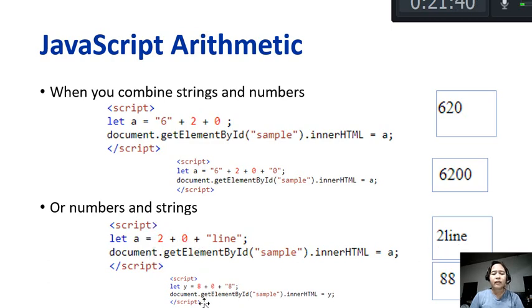Now, in other words, if you have here let y is equal to 8 plus 0 plus 8, since the first two values are numbers, again it will add 8 plus 0 and you will get 8, and then add the string, which is 8. So that's why the output here is going to be 88. I hope you will experiment on this one with different values and see how it will affect your output.